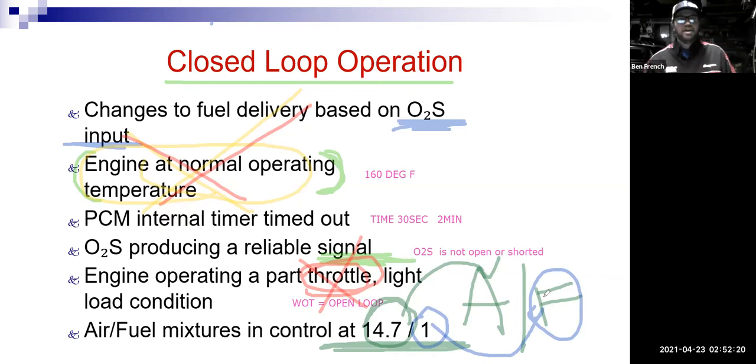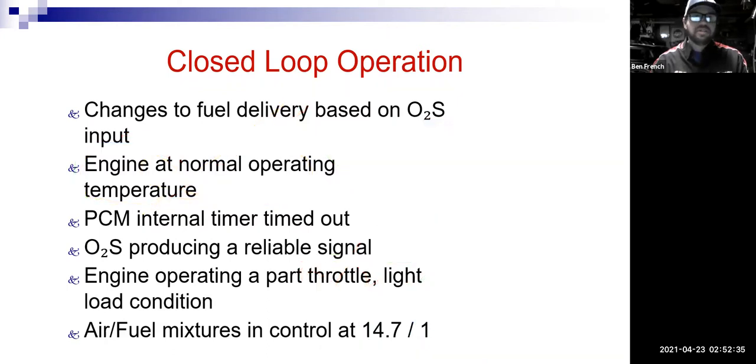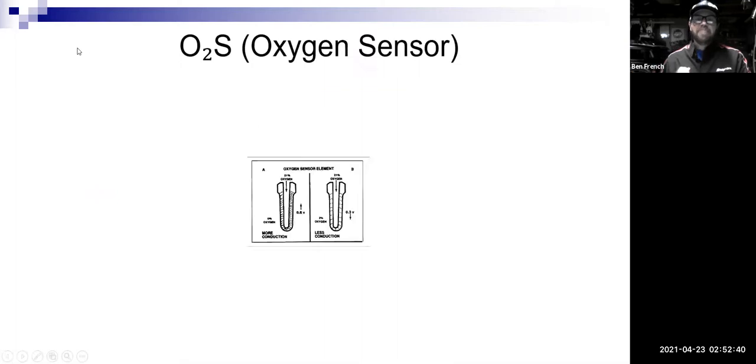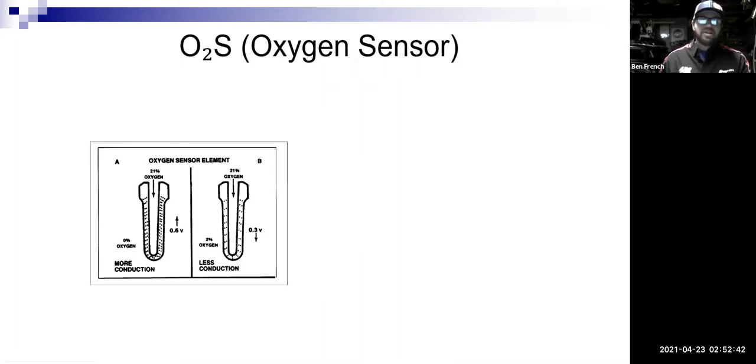We call it a funny name. We call it stoichiometric air fuel ratio, or 14.7 to 1 for an engine that's running on gasoline. Okay. That's what we're trying to do with our oxygen sensors. That's the whole goal of all this stuff. And that's one thing that fuel injection can do a lot better than carburetors could do.